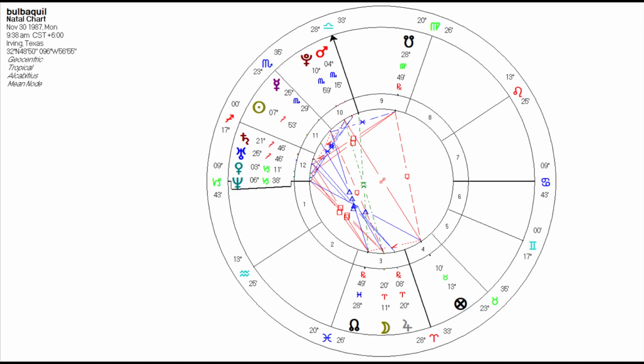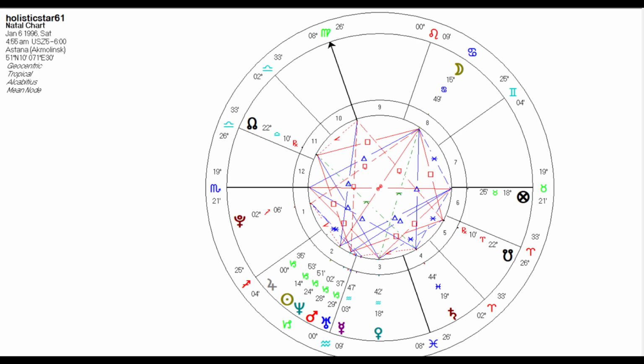Let's look at another chart. That's what we're kind of getting at, is how we can go. I'm going to go a little faster. I just wanted to be sure and bring her up to speed so that we knew exactly what's going on. All right. Okay, that was Bulbakill.